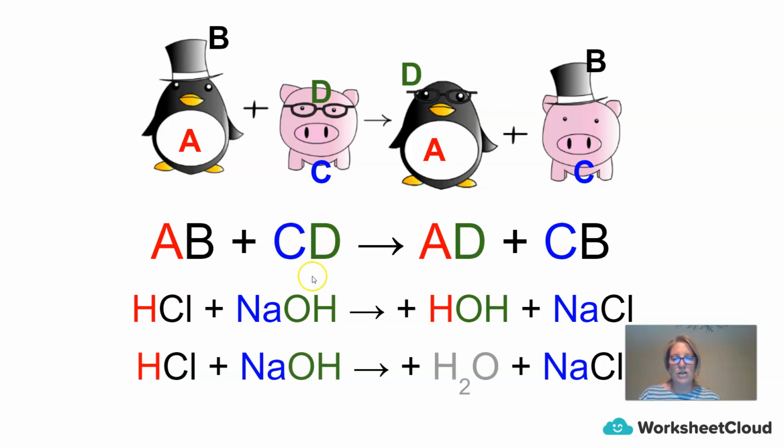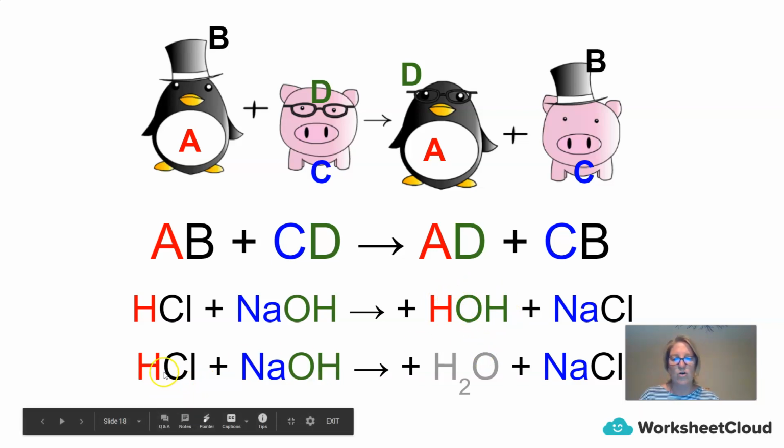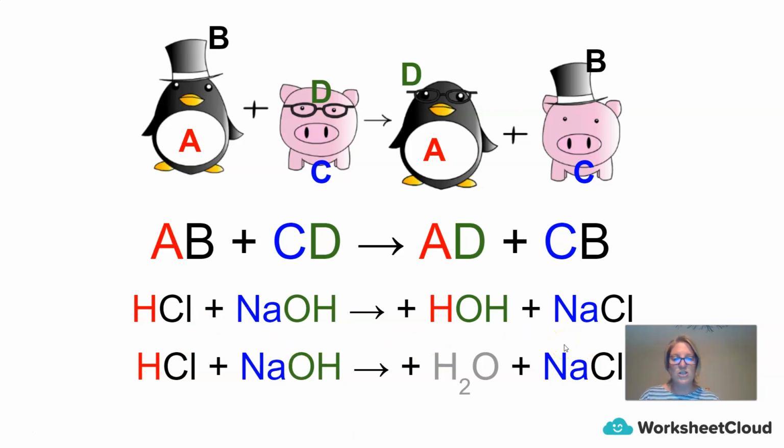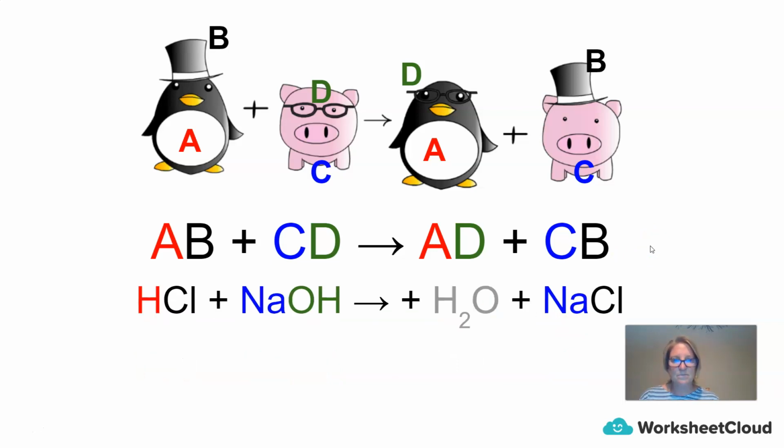And then C is our sodium, sodium stays the same, but it swaps the chlorine, which is B. So we don't write it as HOH, we write HOH together as water. So acid plus a base gives us water and sodium chloride. So acid plus a base gives us water plus a salt. So in this reaction, can you see that we have exchanged compounds and elements?